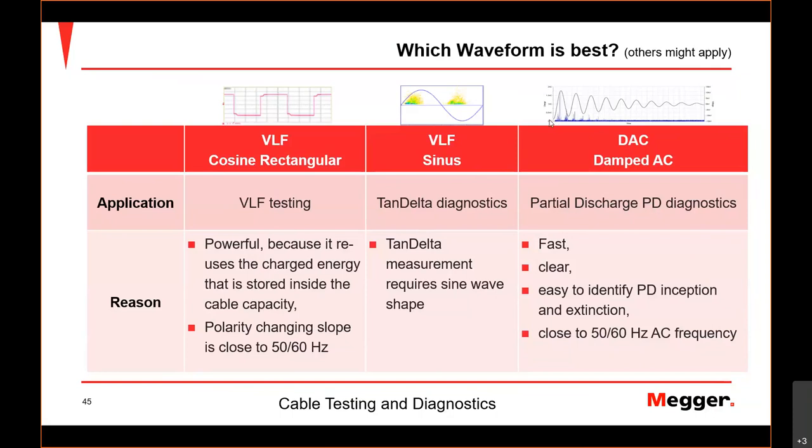And then we will see during our diagnostic topic today, we have the damped AC, DAC, damped AC voltage. And it is a voltage, you charge your cable to a peak voltage that you want to measure with. And then you get a frequency that is also somewhere near 50 hertz. It might be a bit higher, like 200 hertz or maximum, we would say 500 hertz. That is only 10 times higher frequency, so much closer to the 50 hertz as our other voltage, or as a sine wave at least.